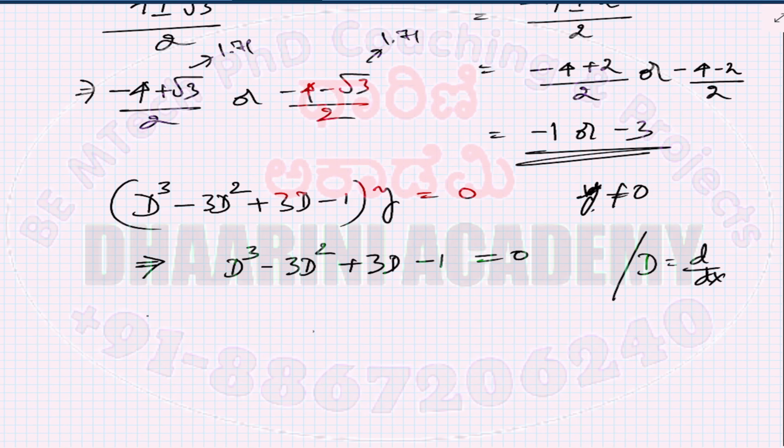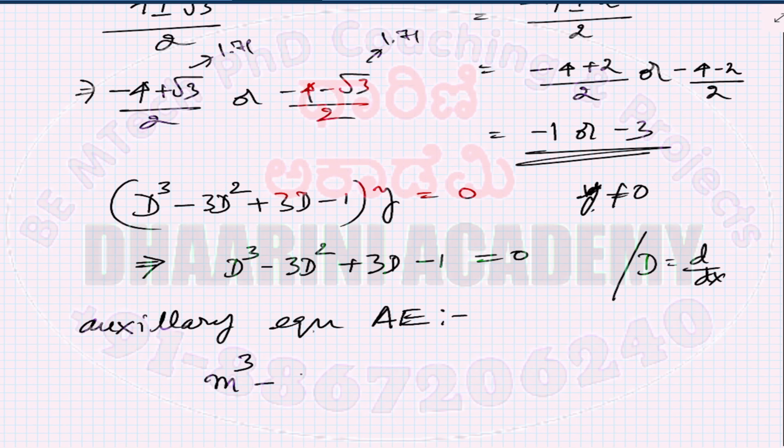So what you do, you replace D by m and call it an auxiliary equation. Whenever you do this in mathematics, it's called an auxiliary equation, AE in short, right? AE is given by, replace this D by any variable, in the sense m cube minus 3m square plus 3m minus 1 equal to 0. Now this m is a variable. M is not an operator. Since m is a variable, I can solve this.